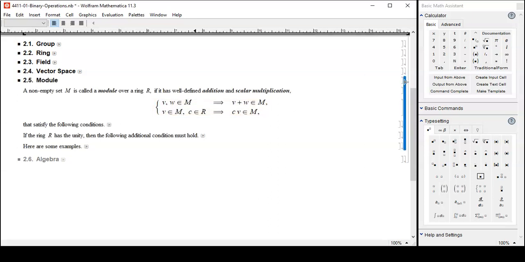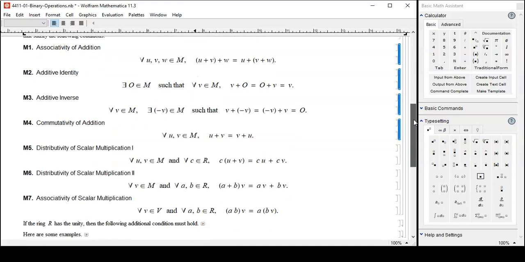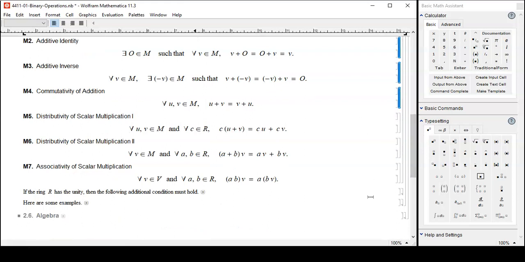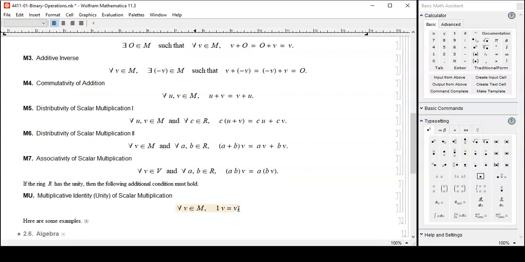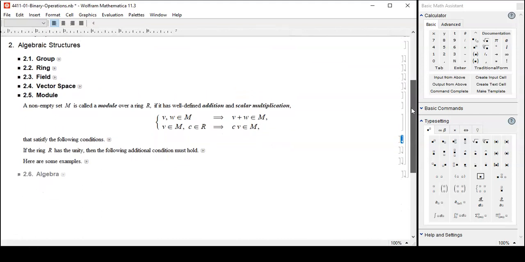Let's change color into black. But the scalar is coming from a ring, not from a field. As for the conditions, pretty much the same. We have an abelian group with respect to addition and distributivity, everything pretty much the same. And if the ring has unity, then 1 times a vector is itself. We get all those. So basically the same as vector space, except that the scalar is coming from a ring.